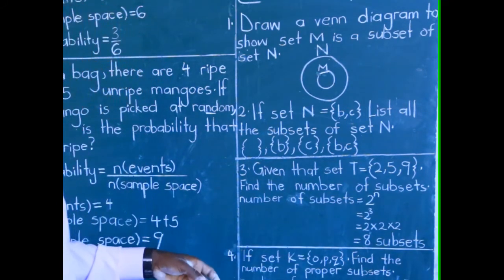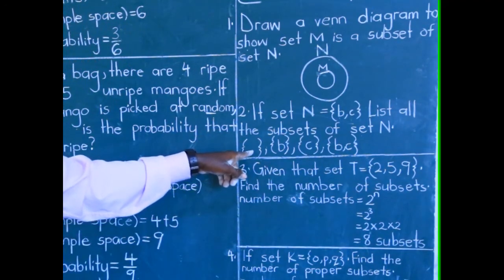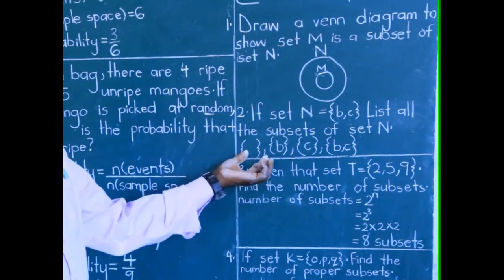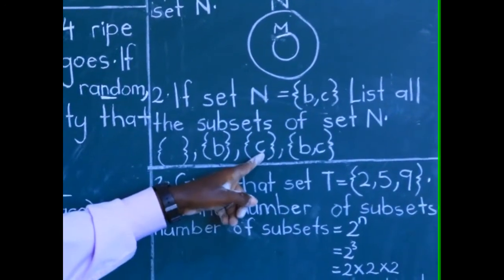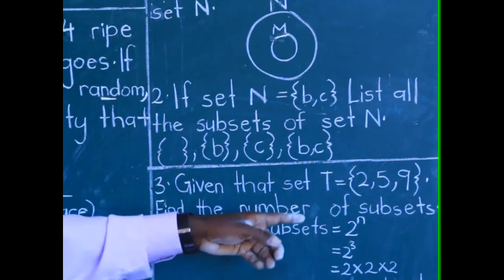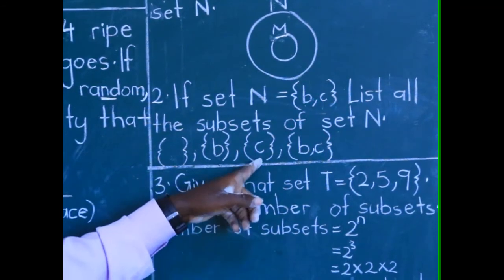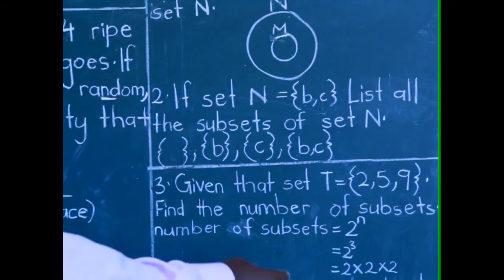So now we start listing. We start with the first one. The law requires of us to start with the empty set. Now we get one there, B. We get another one, C. Then the last one, B, C. So here I've got 4 subsets: empty set, B, C, then B, C. If you had been asked to list all the proper subsets, you would list only 3. As soon as they say proper, this is not proper.